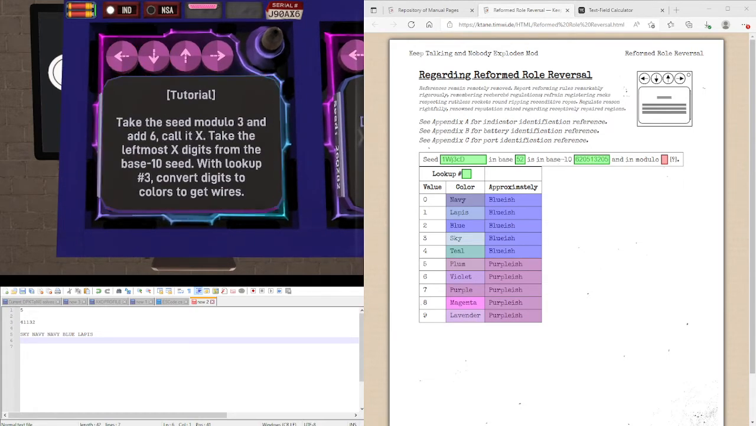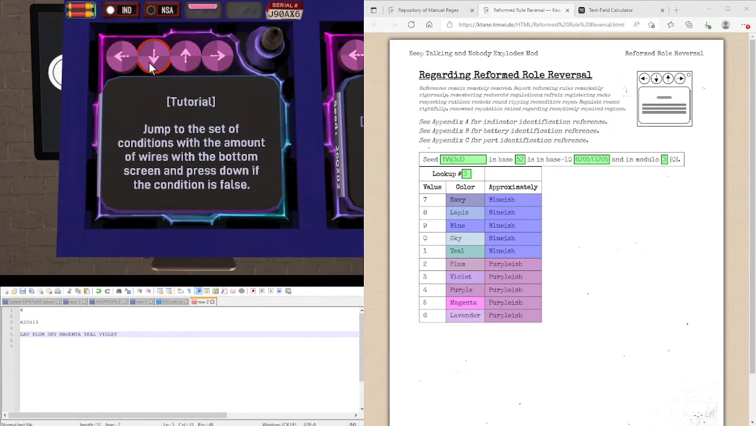Take the seed modulo 3, 0, and add 6, so we have 6 wires. Take the leftmost, so we're taking left from the left again. 1, 2, 3, 4, 5, 6. And then using lookup 3, we can convert these into lavender, plum, sky, magenta, teal, and violet.